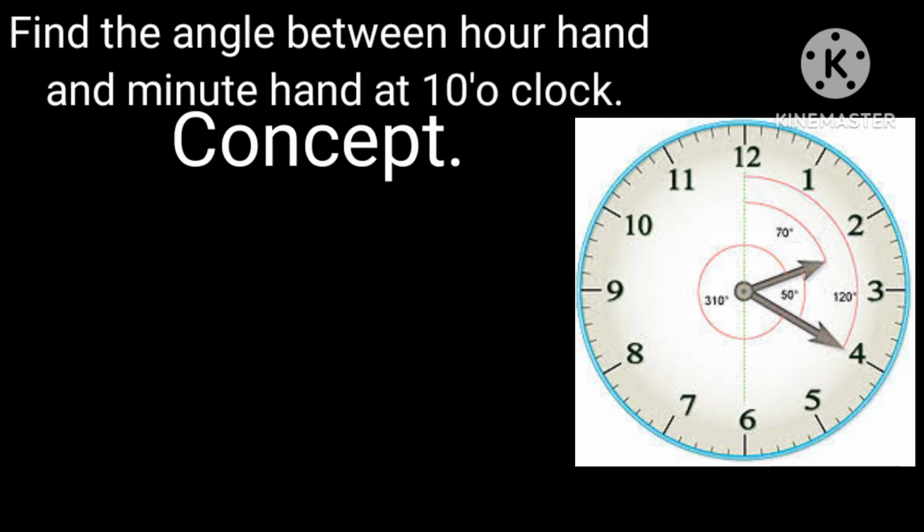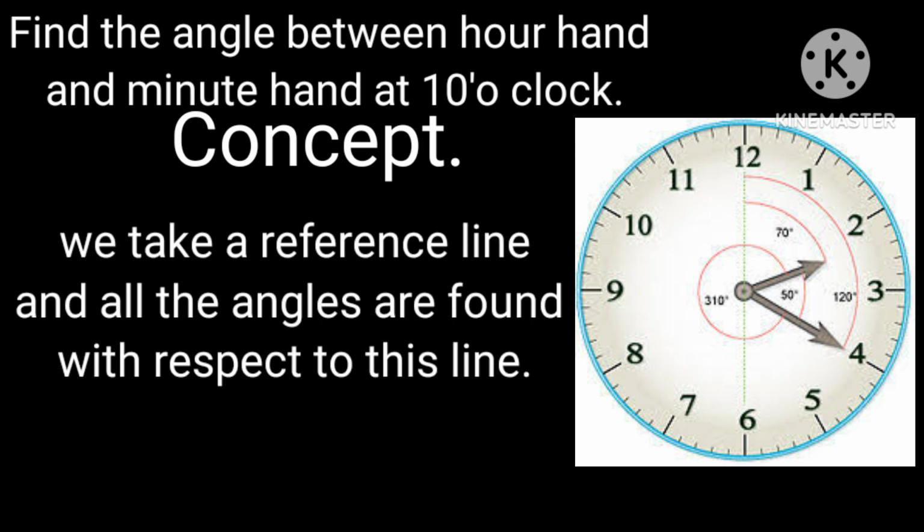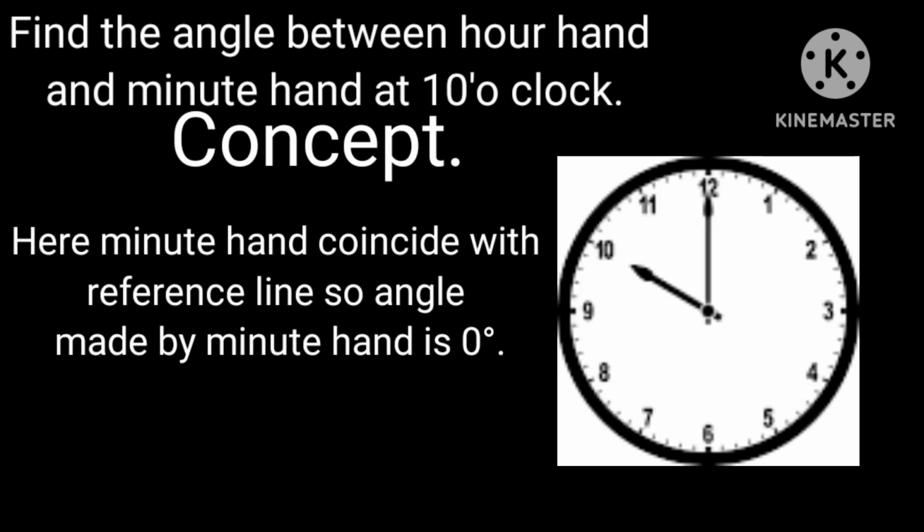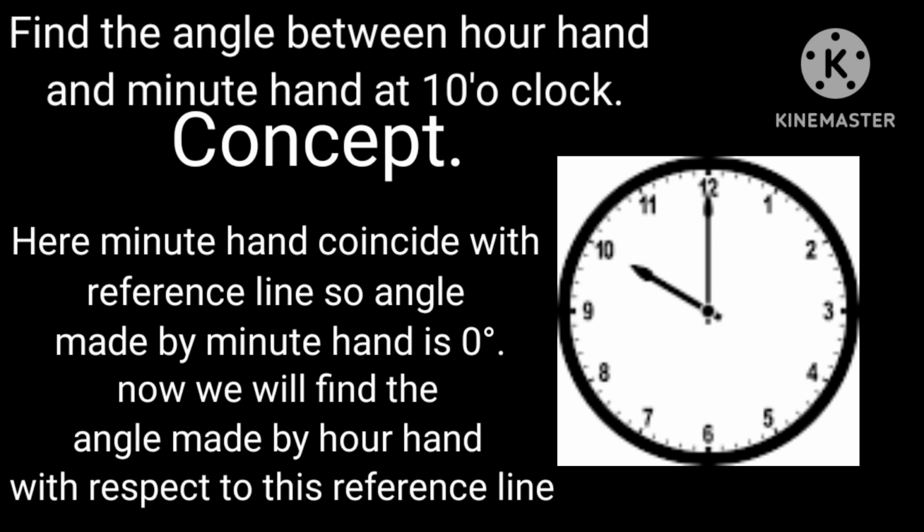To solve this type of question by concept, we need to take a reference line. Here in the picture, the green line is taken as a reference, which is the line joining the number 12 with the middle of the clock. We find all the angles with respect to this reference line. Here the minute hand coincides with the reference line, so the angle made by the minute hand is 0 degree. Now we will find the angle made by the hour hand with respect to this reference line.